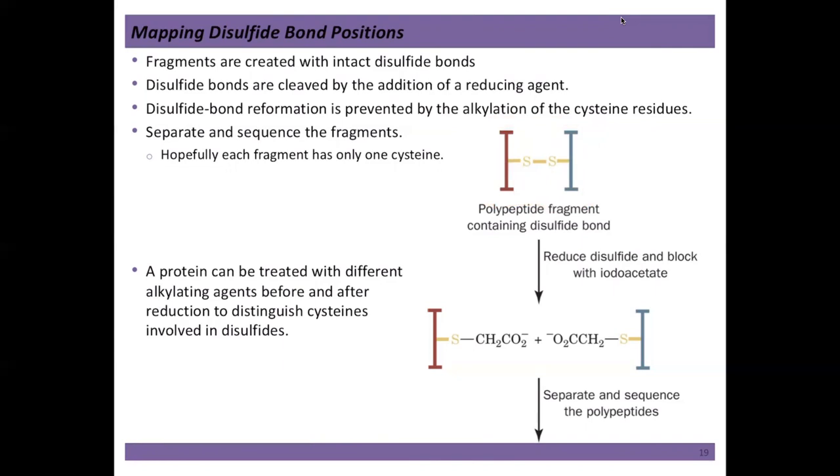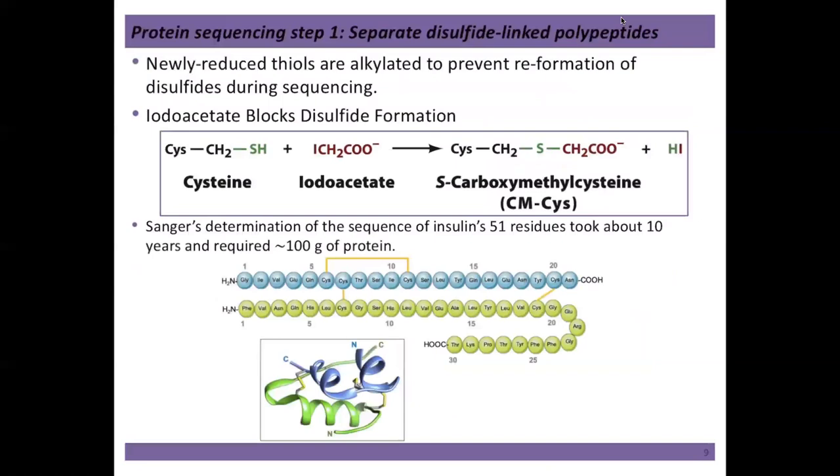Now, if you only had 2 cysteines in there and they were in a disulfide bond, you really wouldn't have to worry about this. But like in insulin, how do we know who was connected to who? So let me just go back to insulin and show you that. How do I know that this cysteine here is connected with a different chain and this cysteine here is connected within the same chain?